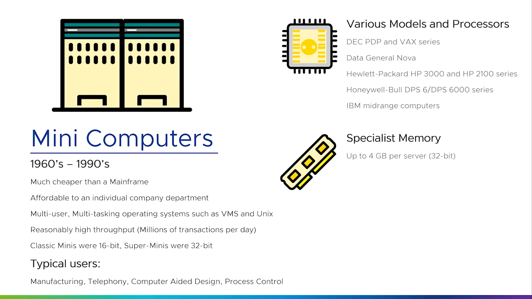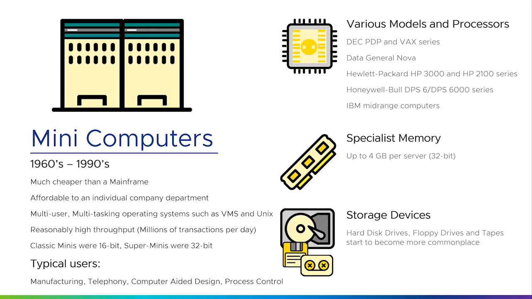And with minicomputers came specialist memory, so up to 4 gigabytes of memory per server, the 4 gigabytes being a limit of a 32-bit operating system. And we also started to have slightly bigger hard disk drives, floppy drives and tape drives. So this is where tape drives started to come in, where people used tape drives for storing data or making backups.